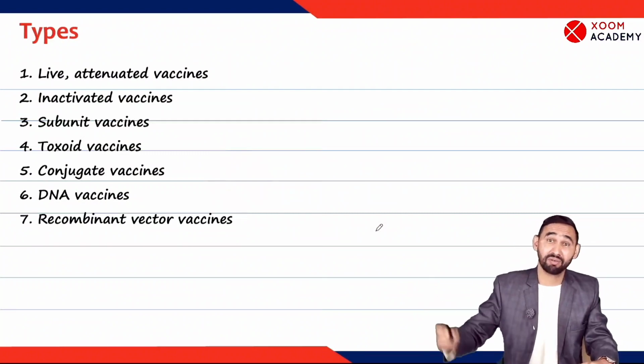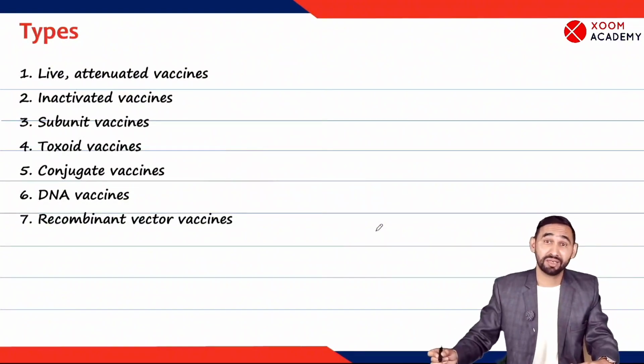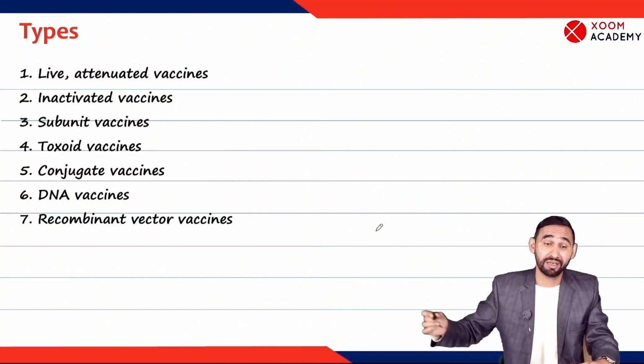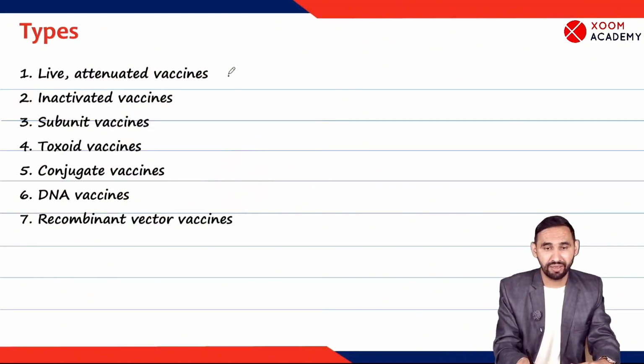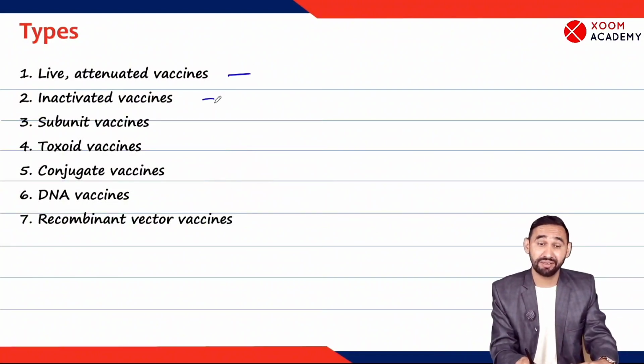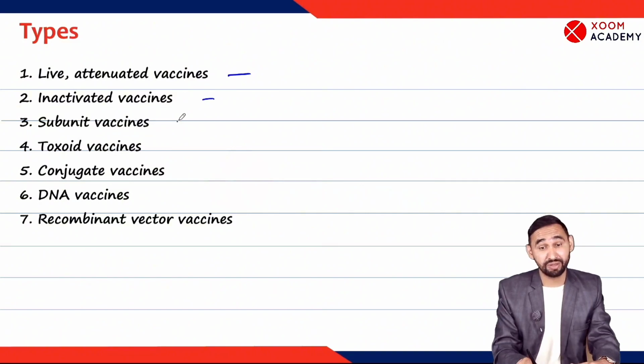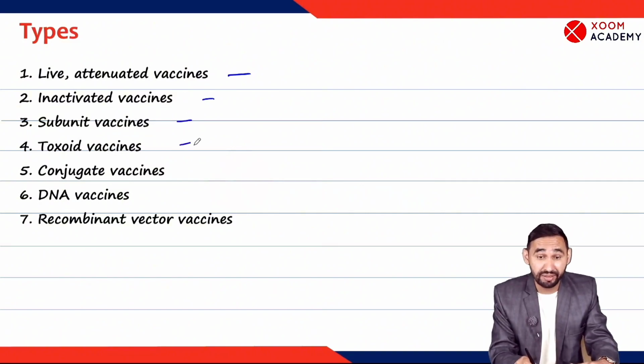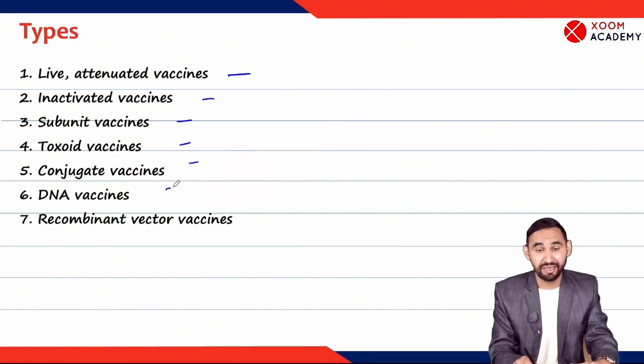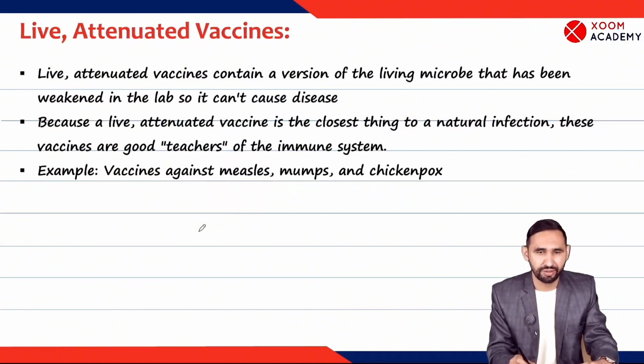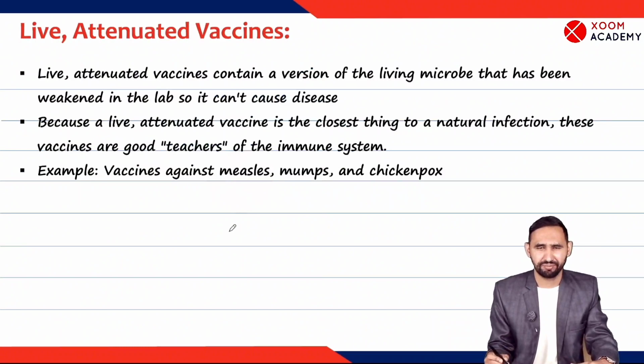So vaccines provide immunity. Either we can use live, or we can use killed. There are several types of vaccine. Live attenuated vaccines. There are inactivated vaccines or killed vaccines. There are subunit vaccines. There are toxoids, conjugate vaccines, DNA vaccines, recombinant vector vaccines. These vaccines are used. Like, what is a live vaccine?